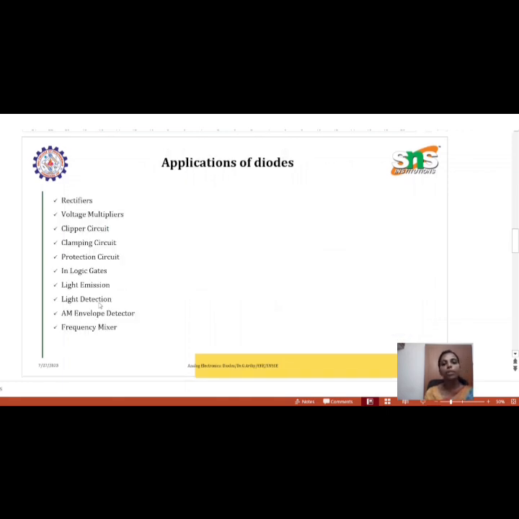What are the other applications of diodes? The most prominent is rectification; it is used as a rectifier. Other than that, it is used as voltage multipliers, clippers, clampers, in protection circuits, in logic gates, and for light emission in the form of light emitting diodes. It is also used for light detection, in AM envelope detectors, and as a frequency mixer. These are a few applications I've mentioned here.